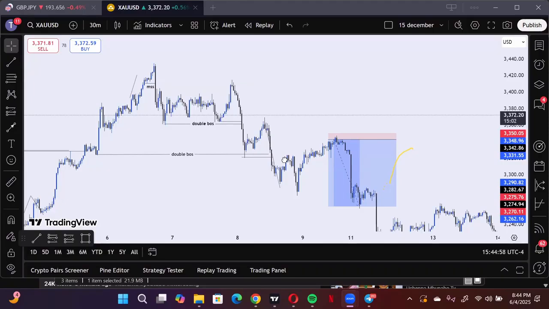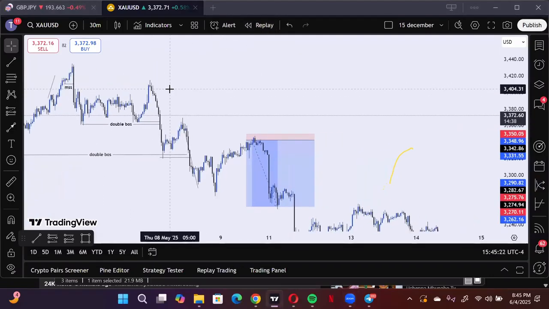So the inducement is the first pullback that the market makes after a market structure shift or a break of structure or a double break of structure. That is what the inducement is, the pullback that the market makes after the market structure shift or the break of structure. We only look for an inducement after you've seen a market structure shift or a double break of structure. This is what I mean.